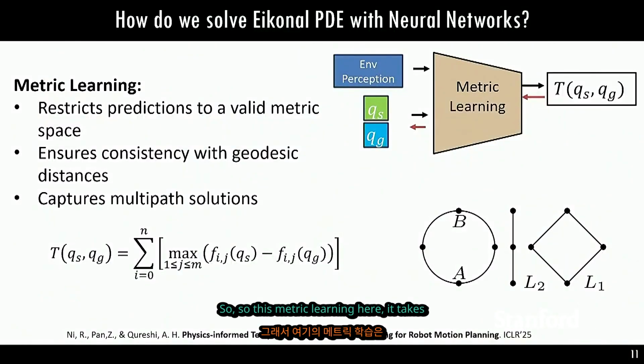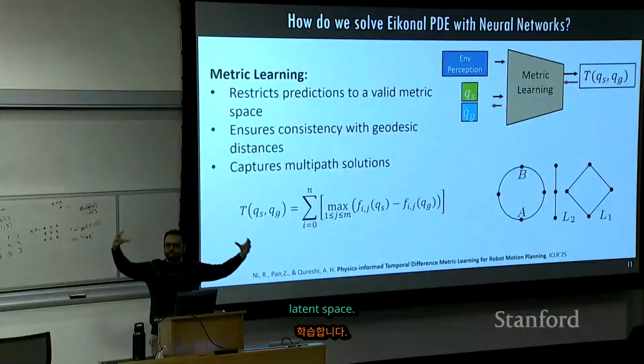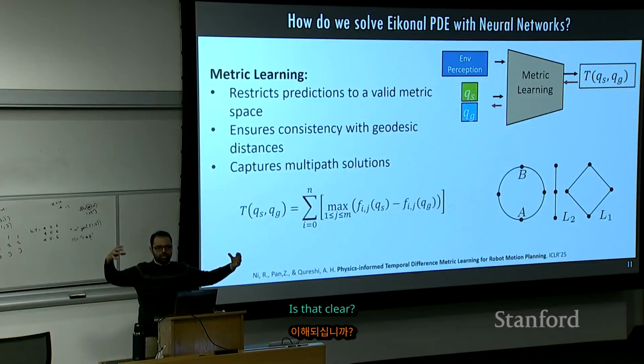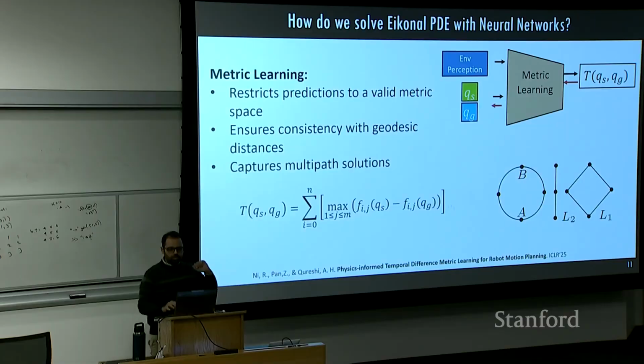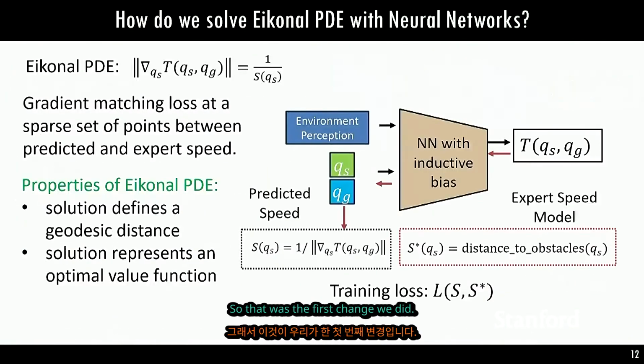So this metric learning takes your QS and QG, passes them through some neural network, and then does something with the latent features of those QS and QG: it applies this max operation, and then applies this infinity norm on that latent encoding. If you think about it, we move the start and goal to some latent space and then learn the geodesic distance in that latent space. Is that clear? Okay, so that was the first change we made.